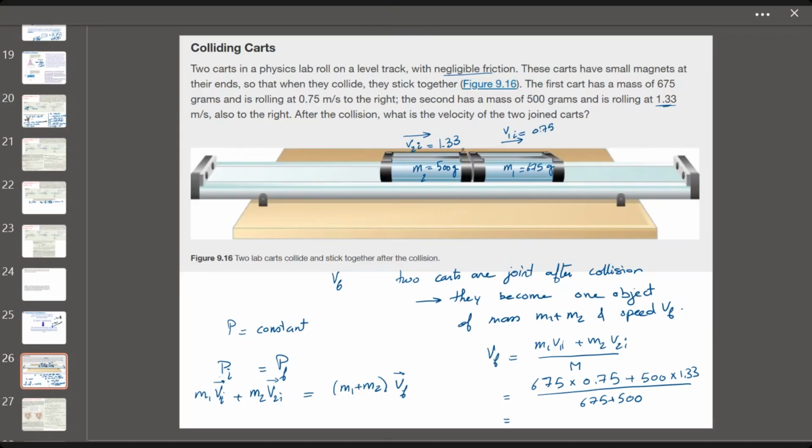So I'm just gonna calculate this. I got 0.99 meters per second. This is the speed after the collision.